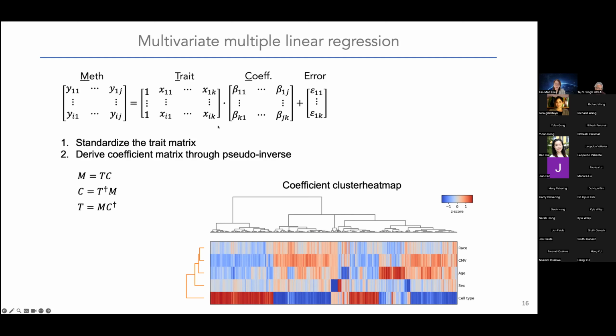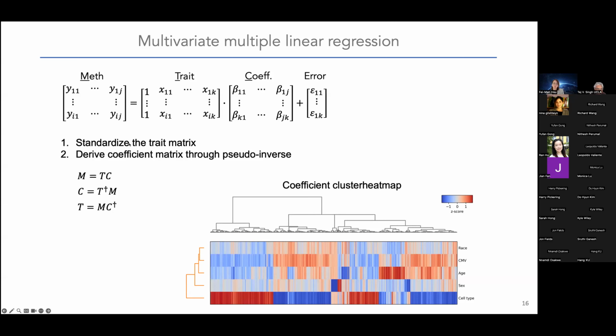And we have trait measures. For every individual, we have different traits like age, sex, CMV serostatus, cell type compositions, different ancestries, etc., in this trait matrix. And there will be a coefficient matrix, which says per trait how much they contribute to the methylation. This is the thing we can estimate, and then there is the error vector.